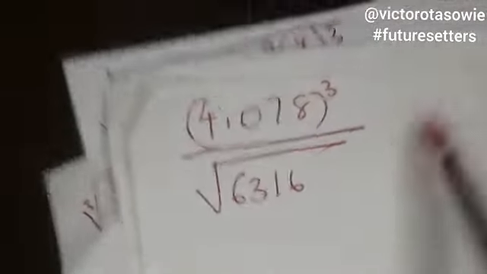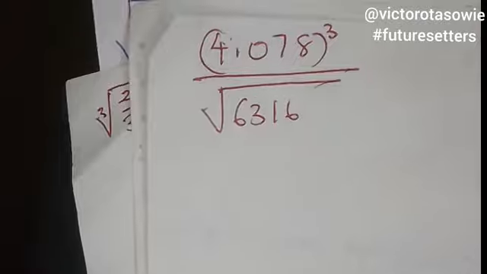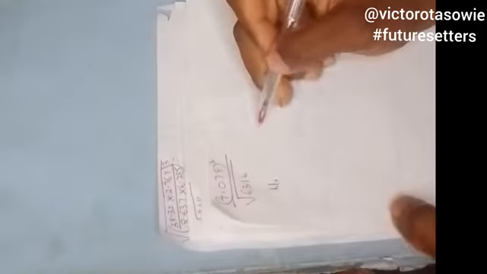Now this question is very technical, so I will solve this question. 4.078 raised to the power of 3 divided by square root of 6316. Now to solve this question, a very simple question, we are going to write number, we are going to write logarithm, we are going to write operation. So we draw our table: number, logarithm, and operation.